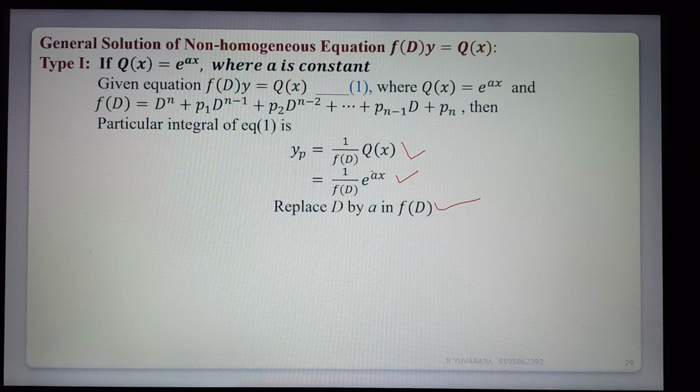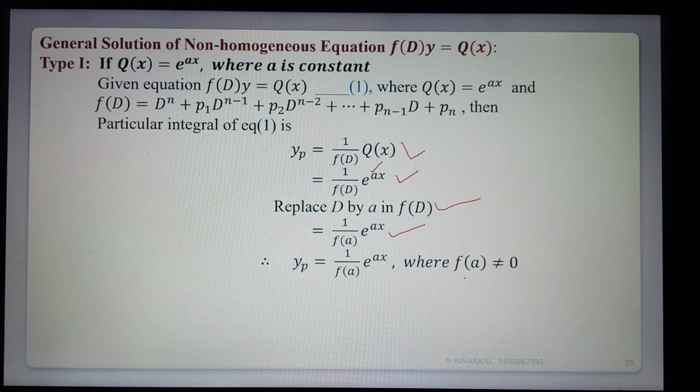A is the given constant, replace D by a, so that is equal to 1 by f of a into e power ax. This is the required particular integral of the given equation. After replacing D by a, the condition must be that f of a is not equal to 0. So that is yp.